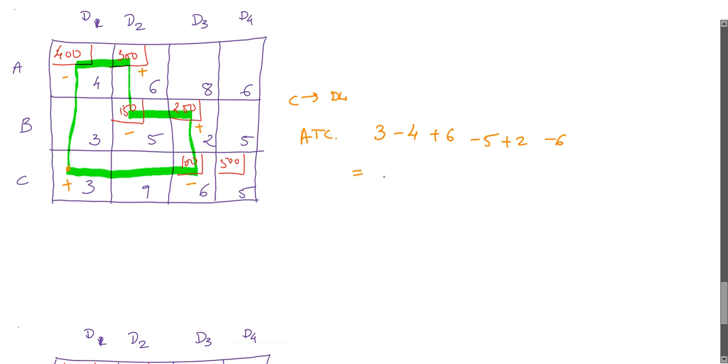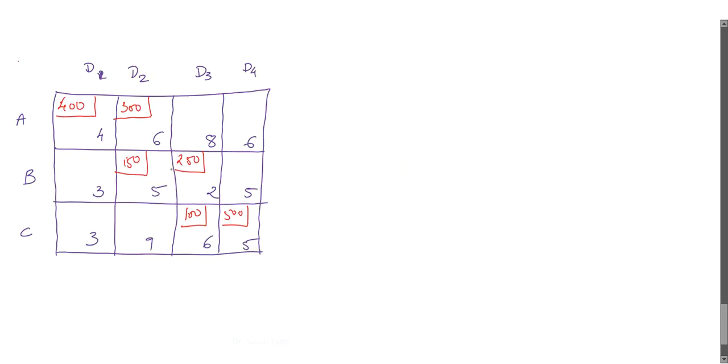Okay, 3 minus 4 it is minus 1, plus 6 minus 6 is cancelled, and minus 5 plus 2 it is minus 3. So here we are having minus 4. So additional transportation cost is reduced, means we will get 4 rupees profit on transporting 1 unit. Okay, so we will think about transporting from C to D4. Okay, but before that, let me check this last point.